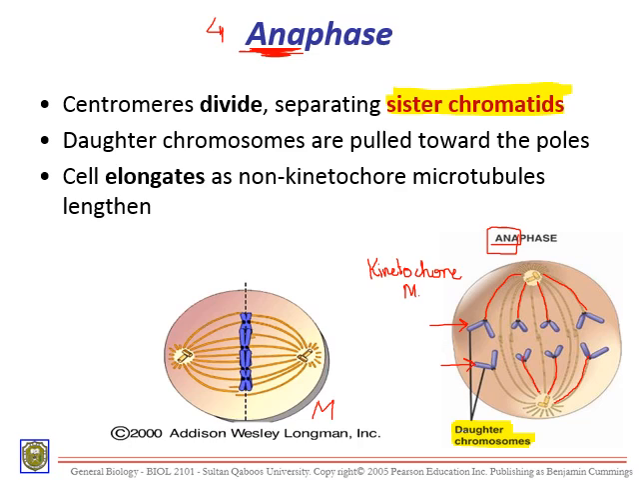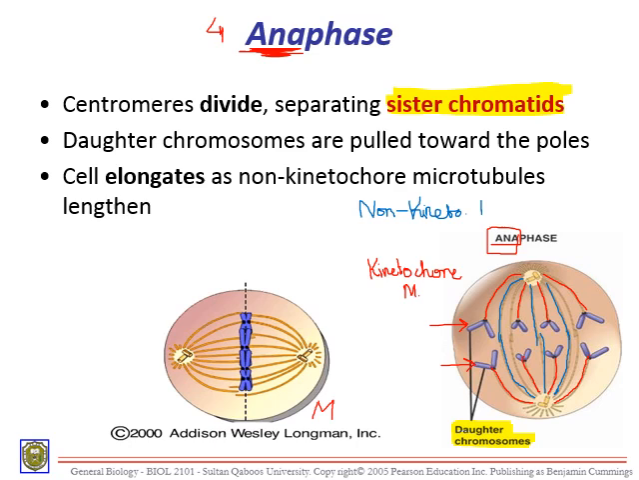Now, if you pay attention to the figure, you notice that we also have microtubules that are not attached to the kinetochore, like this one over here and the one from the opposite side. Okay, these guys, they interact together. This one as well. These guys. Now, these, we call them non-kinetochore microtubules.